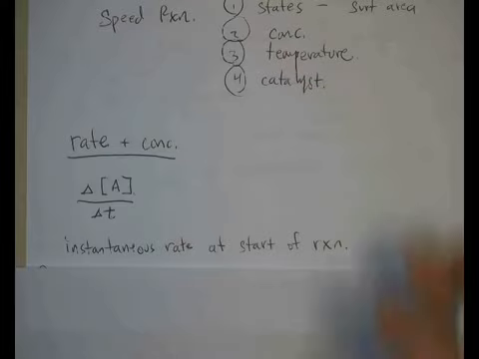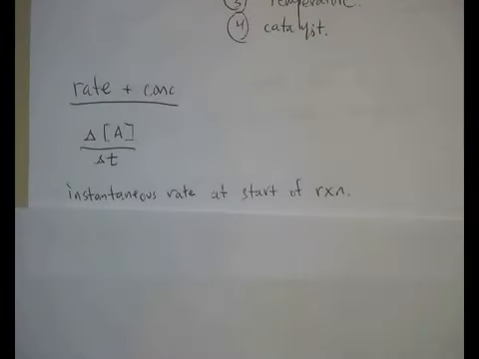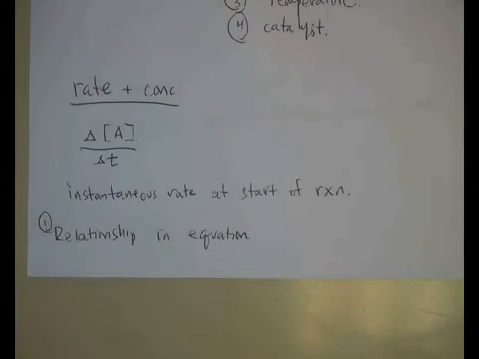When we talk about rate, we mostly talk about what's called the instantaneous rate at the start of the reaction. The instantaneous rate. At that instant, how is it changing? And usually we talk about it at the start of a chemical reaction. We look at this relationship in an equation form.